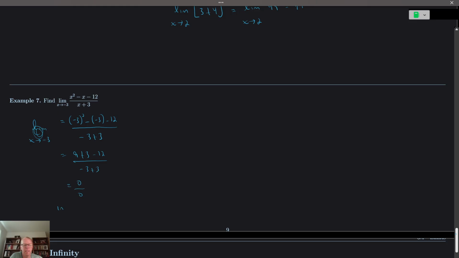This is called an indeterminate form. So that doesn't work; you can't do 0 over 0, so you've got to do something else. We'll learn a few techniques as we go along for finding limits. The first thing you could try is factoring the numerator. So let's factor the numerator: x minus 4 times x plus 3. And now you can see that the x plus 3's cancel out.